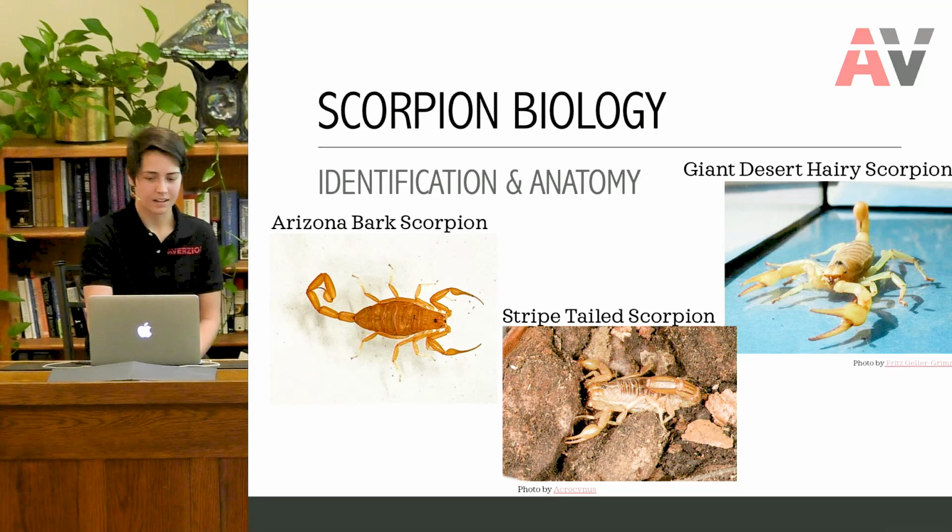Whereas in these other two, their tails are a little bit thicker and not quite as long relative to the body. And again, these other two species, the striped tail and the giant desert hairy, aren't necessarily going to be common household pests that you find in Arizona. They do tend to live more out in just the wild environment, in the desert, but it is important to be able to identify your target pest and be able to tell the difference between the Arizona bark versus any other scorpion species in the desert in Arizona.